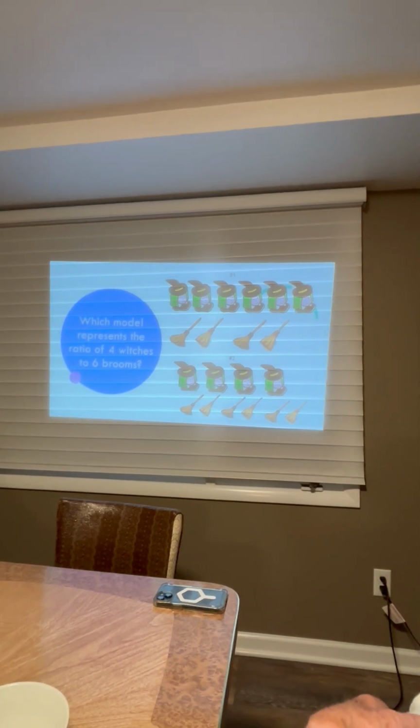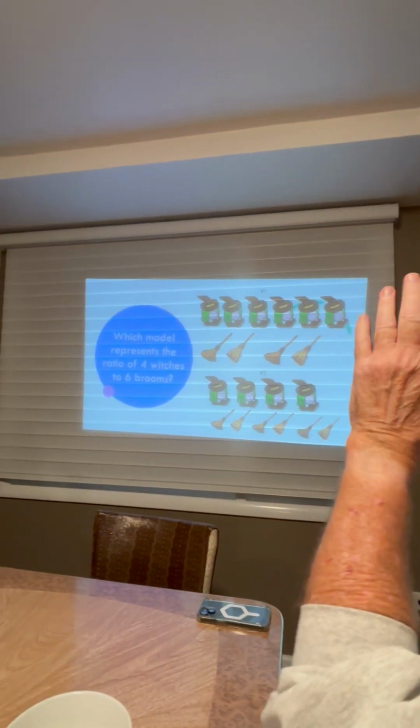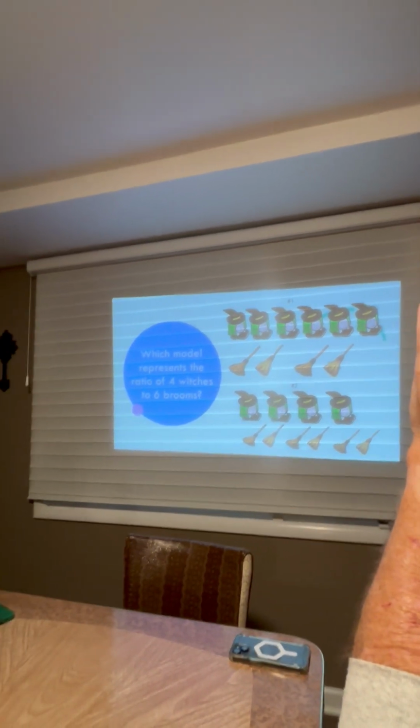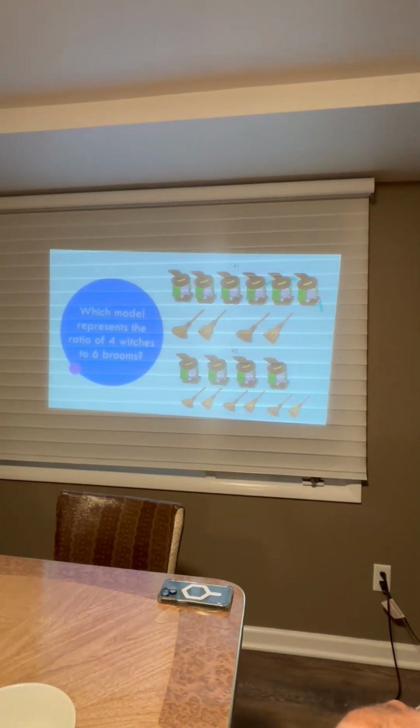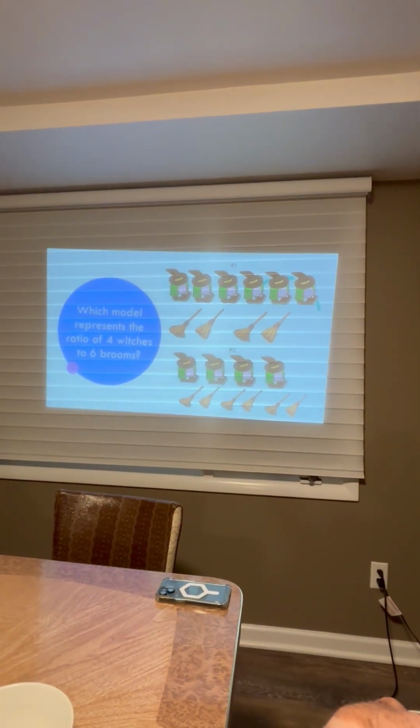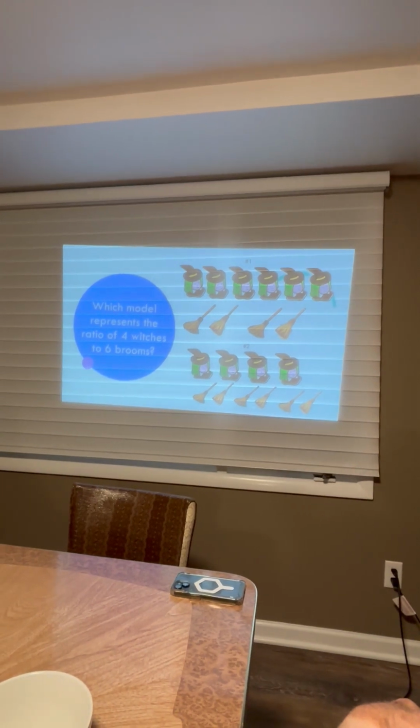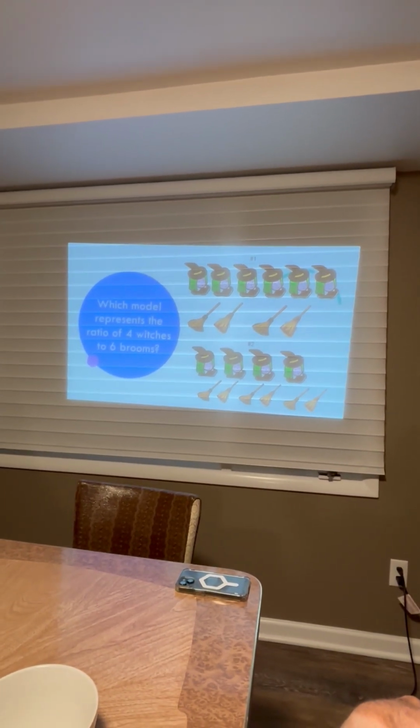Let's get a little bit more practice. Which model represents the ratio of 4 witches to 6 brooms? We're getting close to Halloween, so I had to get you in the mood. Raise your hand, and let's see. Kim, which picture represents 4 witches to 6 brooms? Number 2. Perfect. Good job.